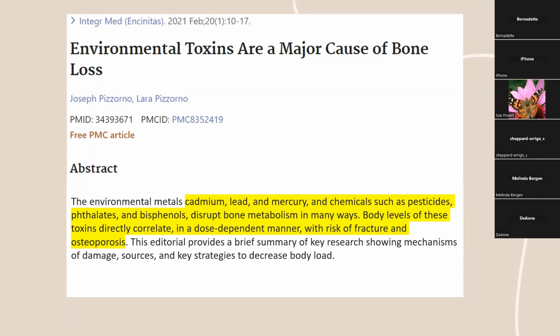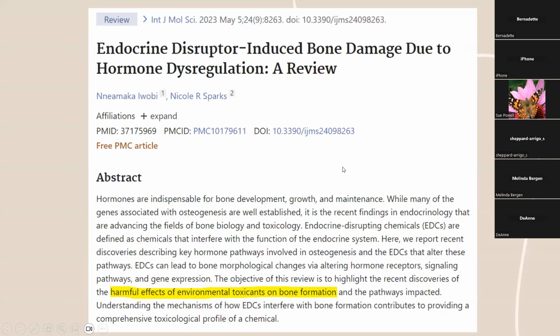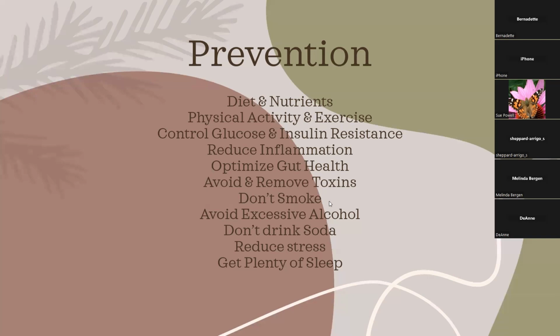So, toxins. Another article, 2023, International Journal of Molecular Sciences. Endocrine disruptors, endocrine disruptor induced bone damage due to hormone dysregulation. This study highlights the harmful effects of environmental toxicants on bone formation. So, talking about chemicals from pesticides, plastics, our personal care products, household products, many of these environmental toxins will contribute to bone loss. And then, we don't smoke, avoid excessive alcohol, don't drink soda.